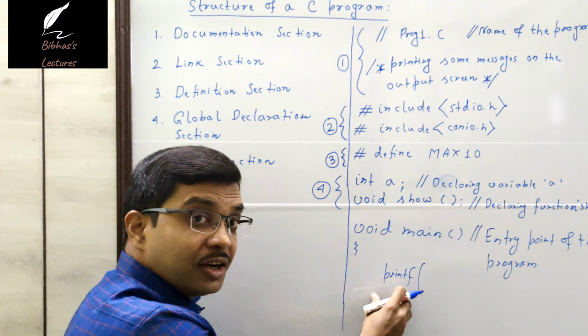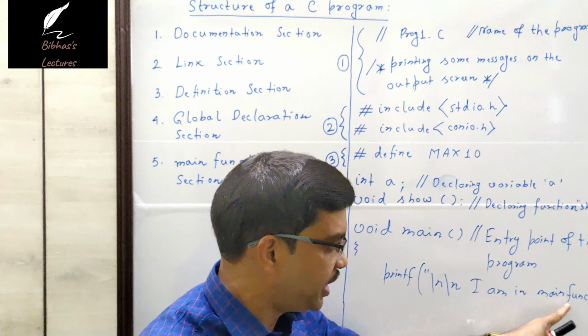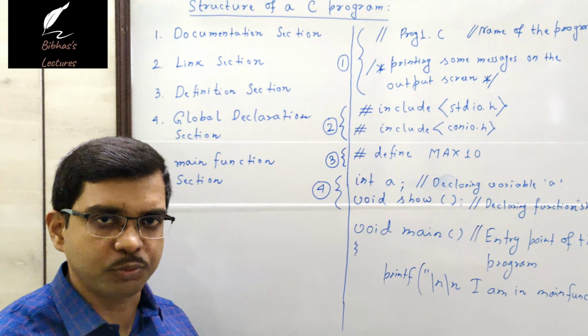What message do I want to print? I want to print: I am in main function. Double quotation, semicolon. I have written it within the double quotation. Whatever I have mentioned in the double quotation will be printed, except the new line character, which transfers the cursor to the next line, and after that whatever I have mentioned, that is, I am in main function. This statement will get printed on the output screen.